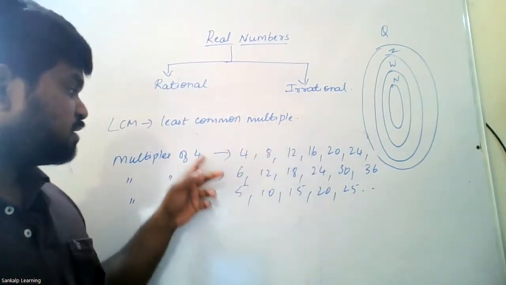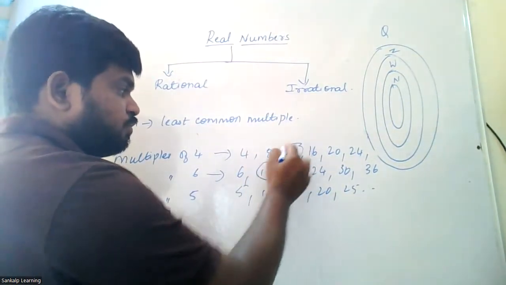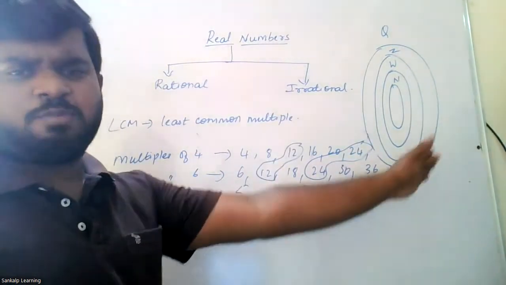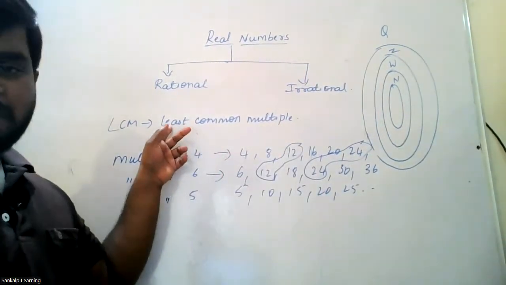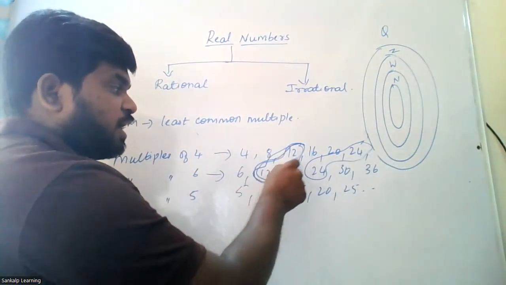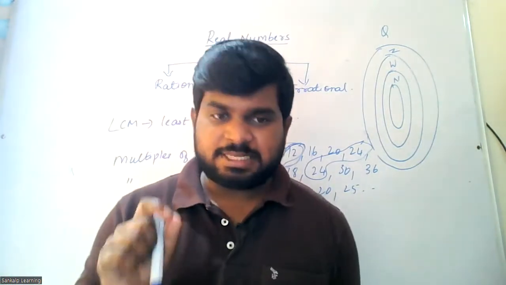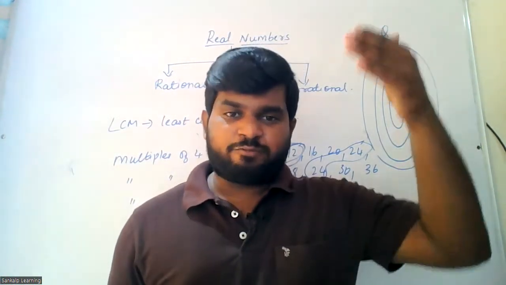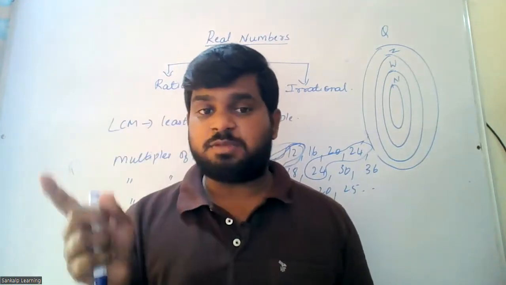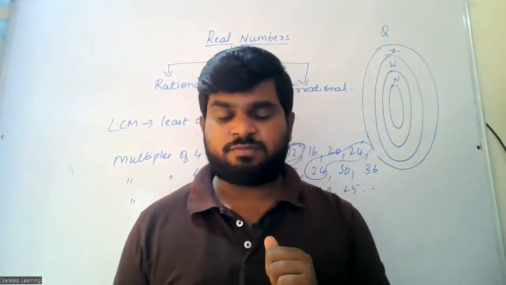Common multiple means what? For example, common multiple of 4 and 6. Those numbers which are the same in both. 12 comes in both. 24 comes in both. Then 36 comes in both. You can keep going. These are the common multiples. The word is least common multiple. Which is the least among them? The first one. That will be your least common multiple. It is simple. You take 4 tables, 6 tables. Which is the first number that comes in both the tables? It is 12.